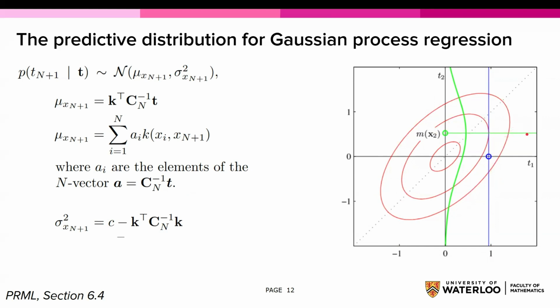Quick summary before we move on. We absorbed the new test point by augmenting that covariance matrix. Then we computed the mean and variance of the predictive distribution at the test point using that augmented matrix or parts thereof. And so within this framework, we can predict the function value at any new point.